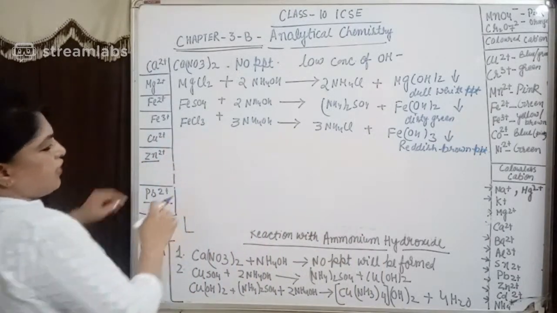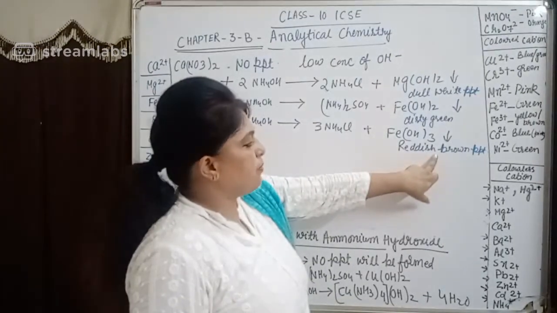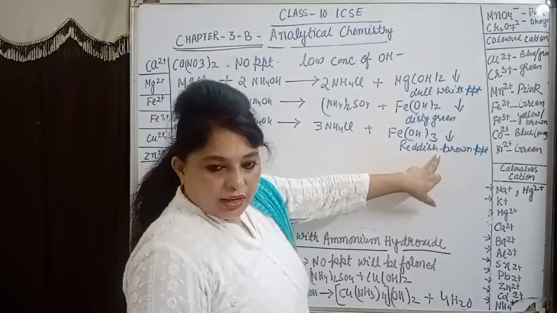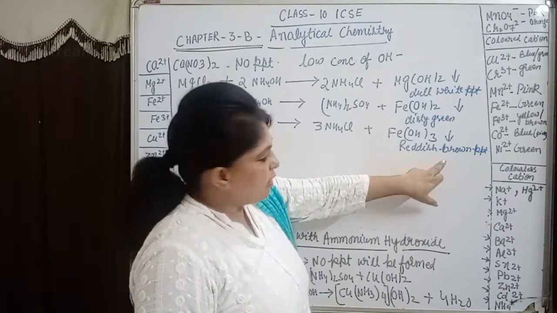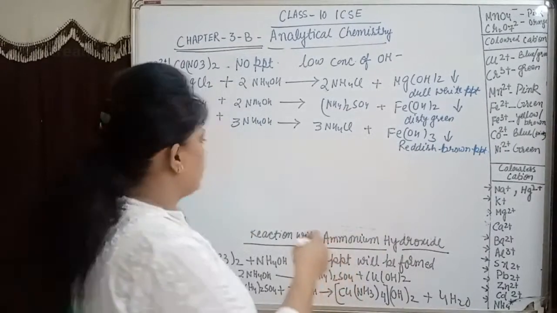Okay, so FeCl3, we can see here what is the color of the precipitate? Reddish brown precipitate of ferric hydroxide. What is the color of the precipitate? That is reddish brown precipitate, right?